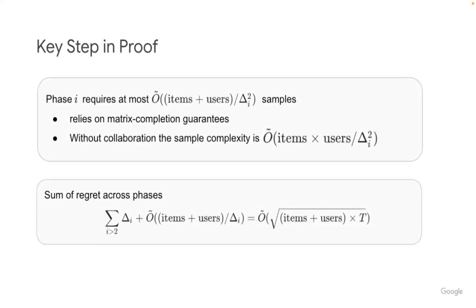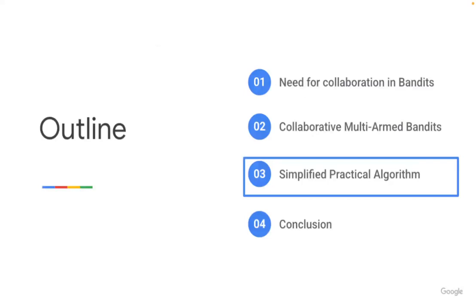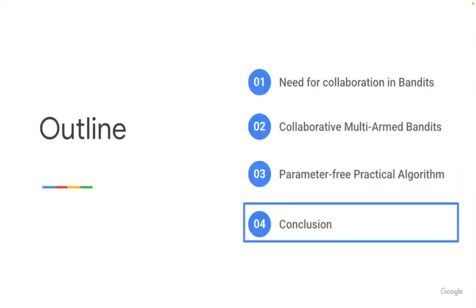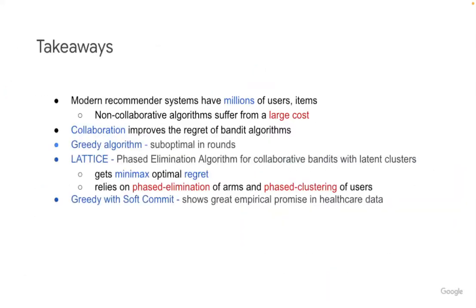And if we add this number of samples across all the phases, we can bound the regret in each phase, and we can also bound the overall regret and get our desired guarantees. So let me also skip the simplified version of our algorithm in the interest of time and move on to our conclusion. Okay. So we have shown that modern recommender systems have millions of users and items, and non-collaborative algorithms suffer from a large cost.